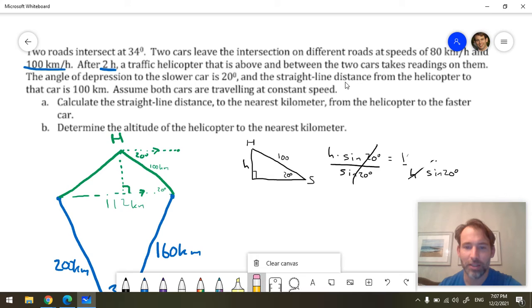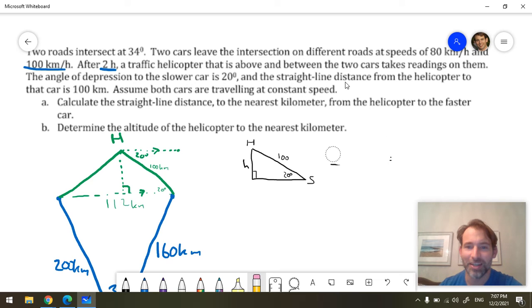Okay, for some reason, when I set this up, I used secant or cosecant. Let's do this again. Some of you were yelling at your computer screen, and I appreciate you. Sine 20 degrees is equal to h over 100. Notice I make a lot of mistakes, but I catch them. That's the lesson here. It's opposite over hypotenuse.